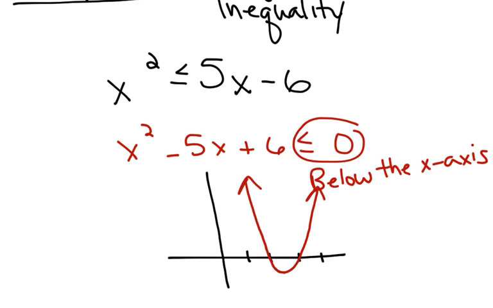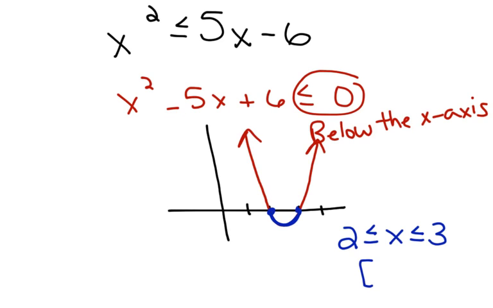Now, when you see that graph, you can notice right away that the part of the graph that's below the x-axis, or less than or equal to 0, is this portion right here. Well, what kind of graphs on a number line gave us 2 points connected? Well, they were and statements. So it turns out that the answer is 2 is less than or equal to x is less than or equal to 3. Or in interval notation, brackets 2 comma 3.